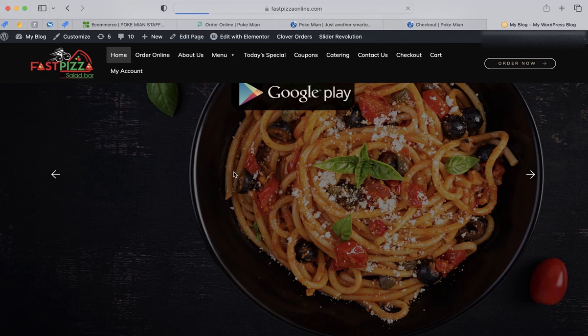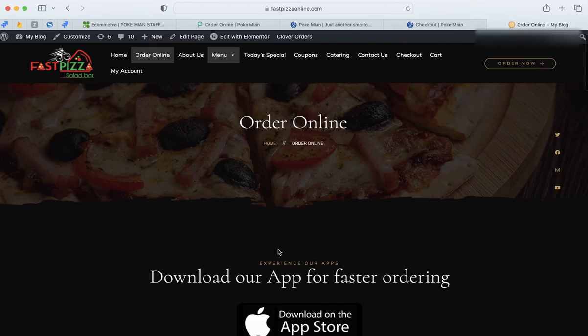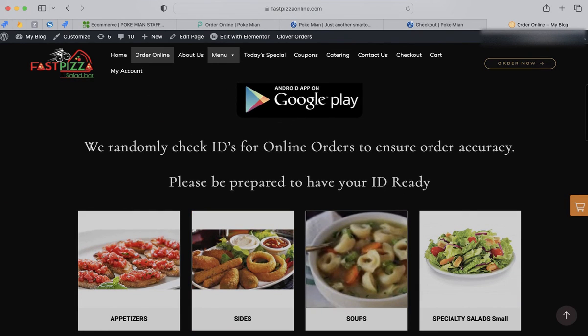So let me show you what I mean by that. Let's see if it says it here. Yeah, there you go. See, we randomly check IDs for online orders to ensure order accuracy. Please be prepared to have your ID ready. So if you want to make sure that a chargeback doesn't happen because you're giving the food to somebody else and the staff did not notice that, you can actually write this message on your online order page. This way the mix-up does not happen and you don't get a chargeback.